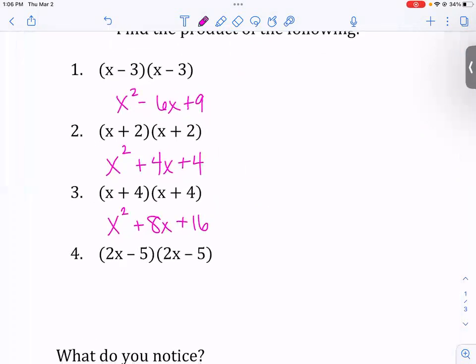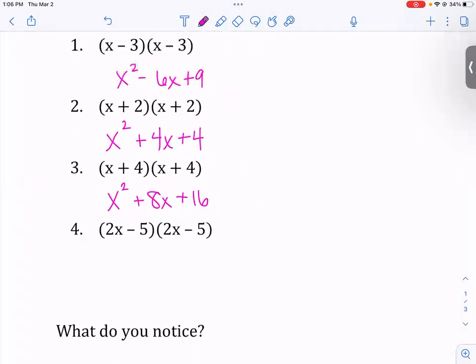At this point, did anybody notice something? Besides FOILing? There are operations on the thing. Okay, so did we notice that you're multiplying a binomial times itself? Right? So this is the same as x minus 3 squared, and this is the same as x plus 2 squared, right?